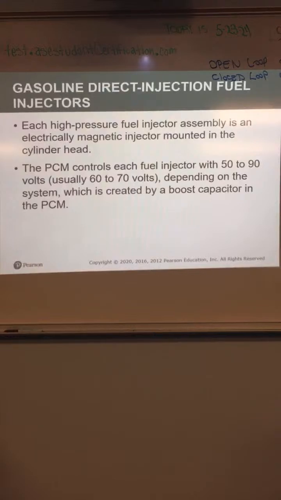The injectors will operate on a higher voltage, obviously. 60, 70 volts, somewhere in there. That system uses a boost capacitor in the PCM to get the voltage up that high. You gotta have a lot of voltage to open a fuel injector when it's under that kind of pressure.